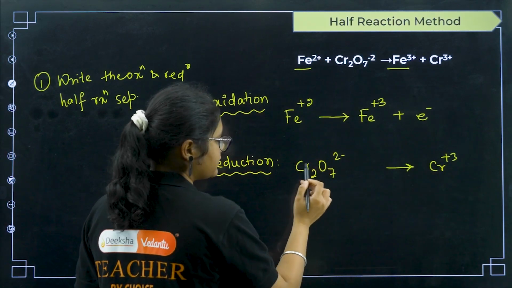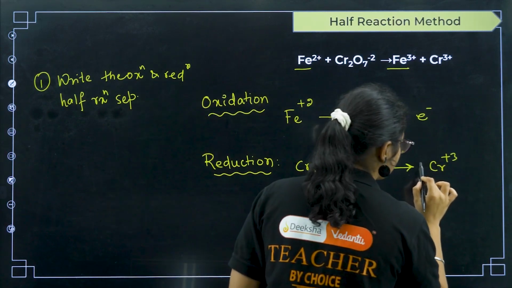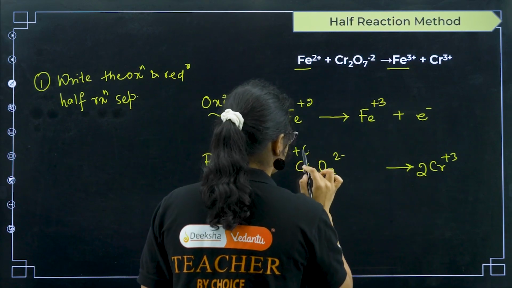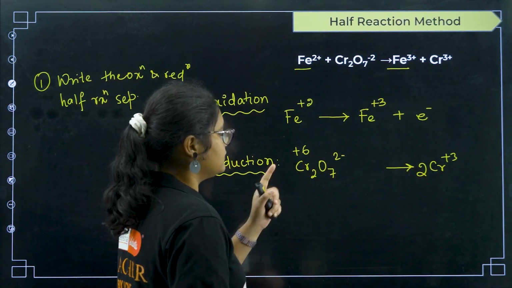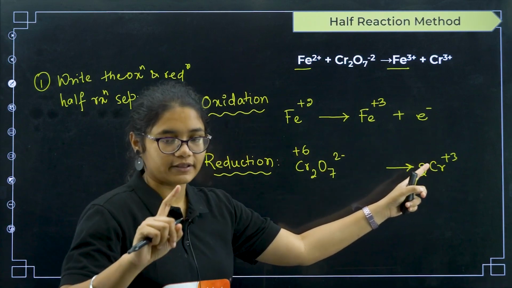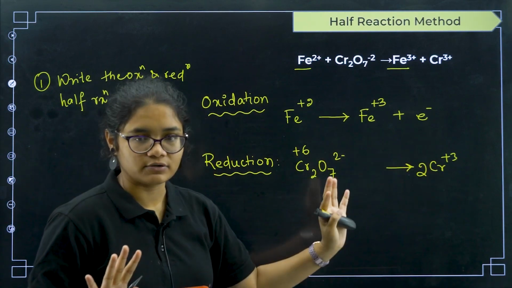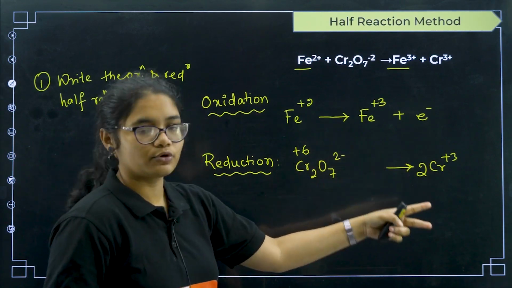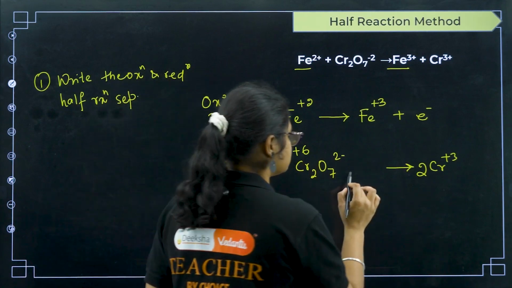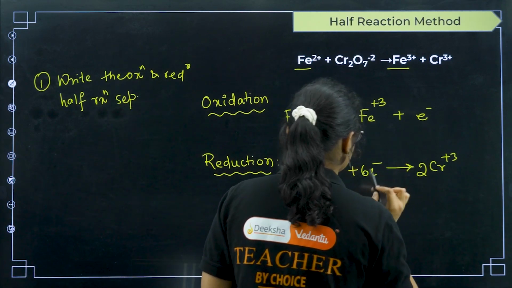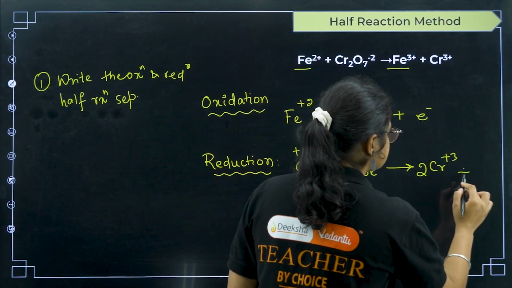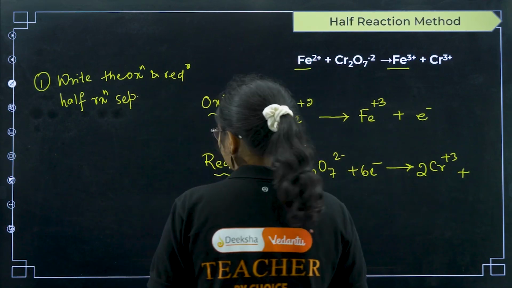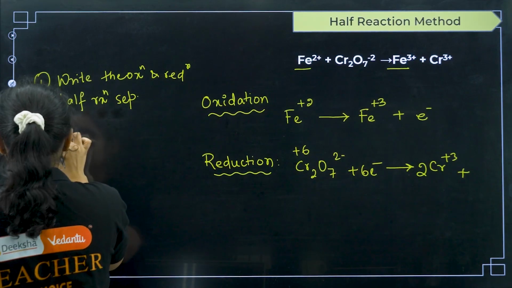Okay, so first you need to balance chromium, so we'll make it 2 chromium. This one is +6 and this one is +3, right? So now what you can see, +6 to +3, there is reduction, gain of 3 electrons is there, but again because 2 chromium is there, so gain of 6 electrons will be there. Okay, this is done. Next, you need to balance the oxygen part.